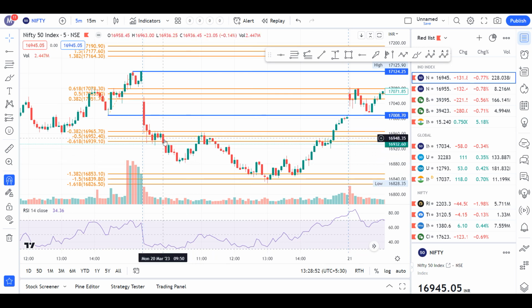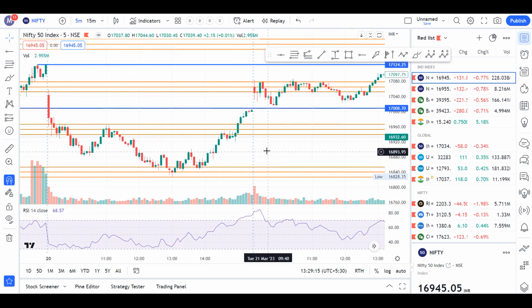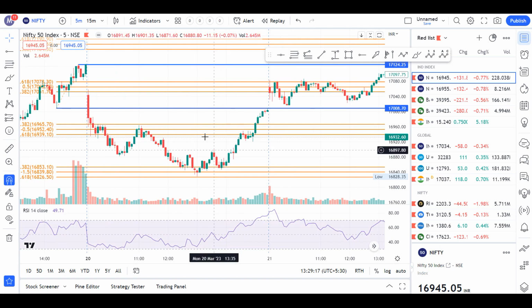So if you enter around these levels, at 16,939.60, our stop loss would have been around 16,970, right? So that would be around 40 points, and what we have got is around 100 points, right? So 1:2.5 is the risk reward we have received. So this is what we have plotted on the 17th of March.